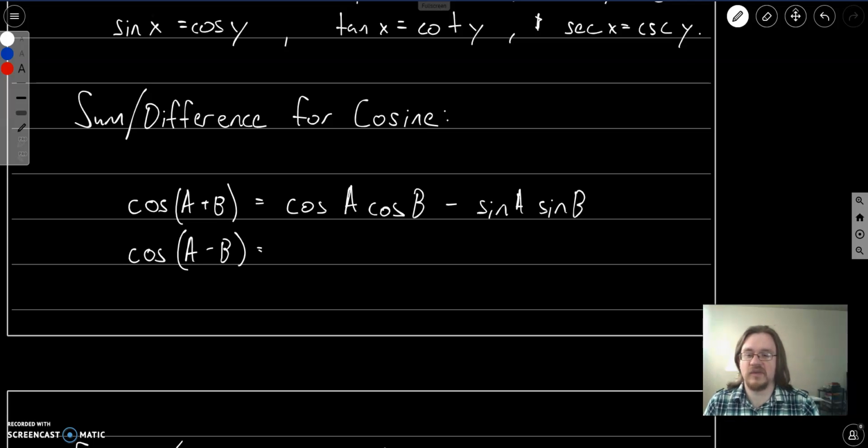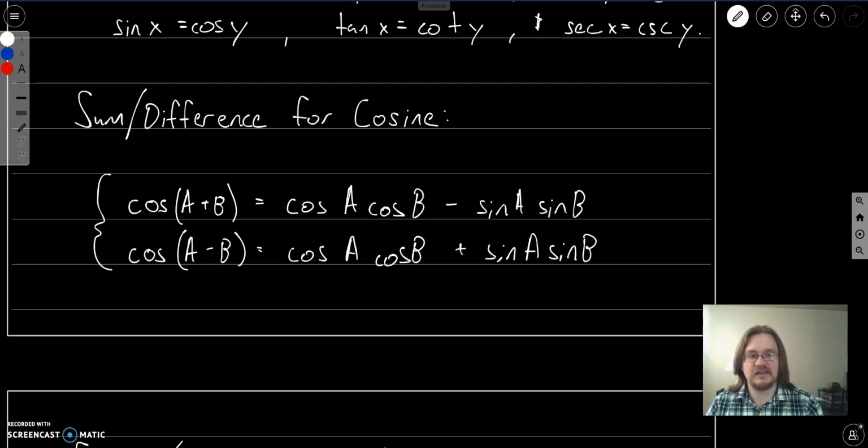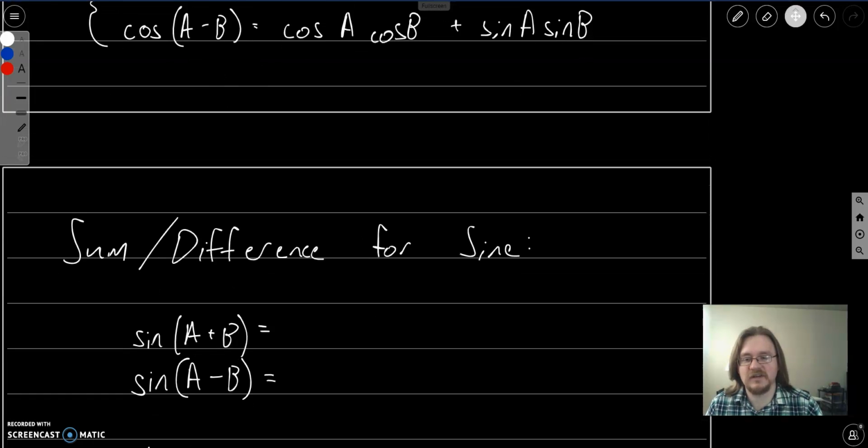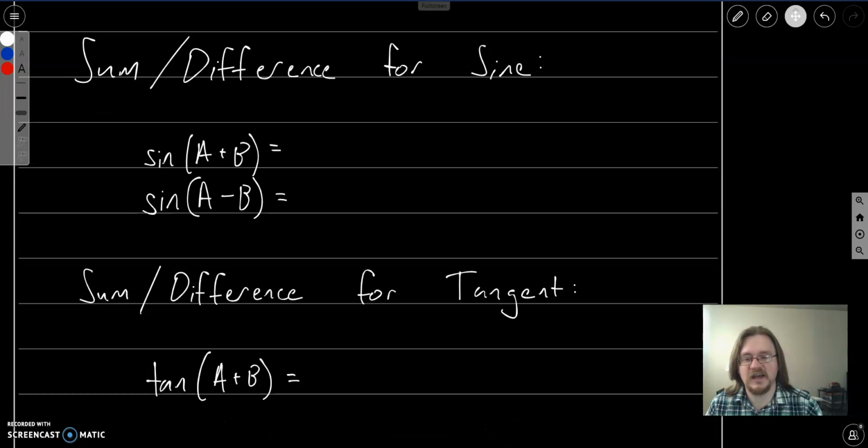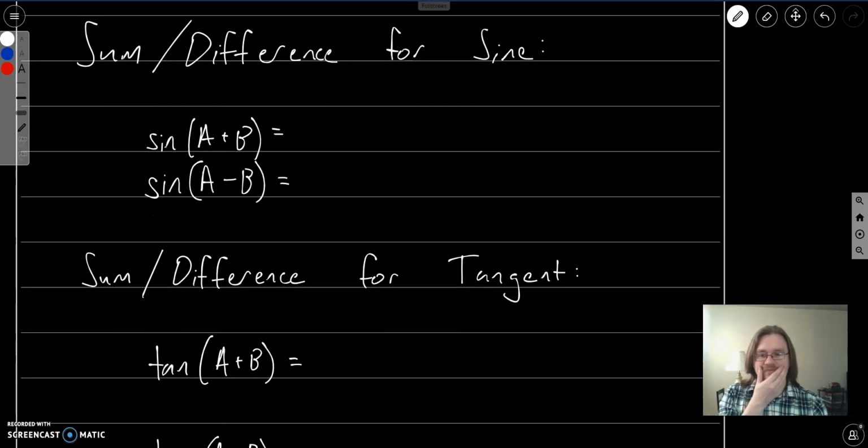And the same way with the negative sign, it's going to be cosine A, cosine B, plus sine A, sine B. So these were what we saw last time. We'll use these again today a little bit, but before we use these guys, if we have a sum and difference formula for the cosine, we were also going to have some sum and difference formulas for the sine and the tangent.